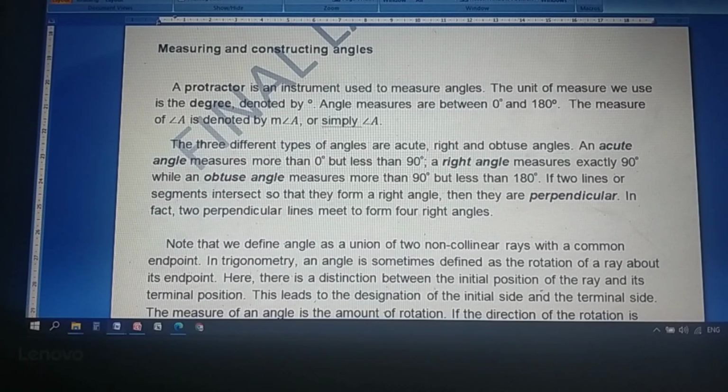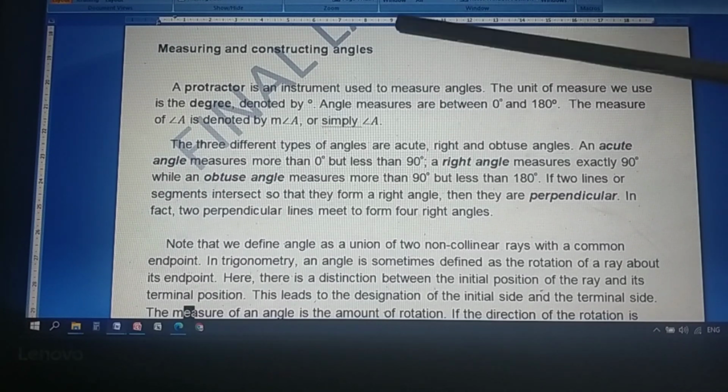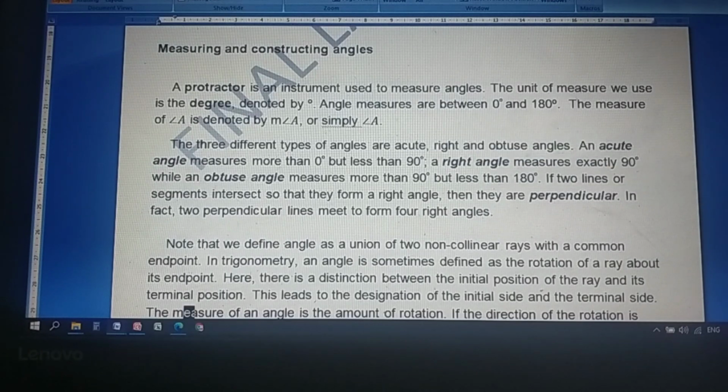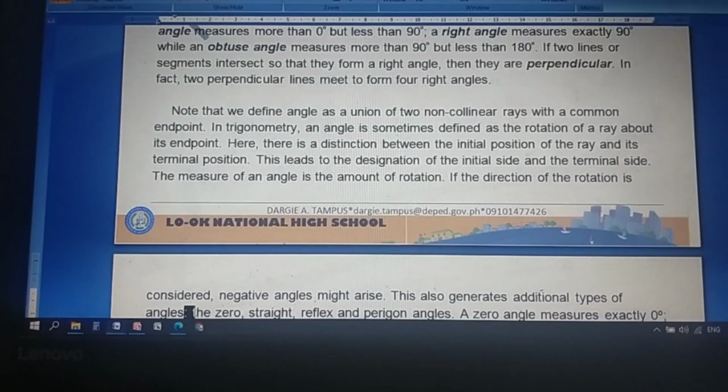The three different types of angles are acute, right, and obtuse. An acute angle measures more than 0 degrees but less than 90 degrees. A right angle measures exactly 90 degrees, while an obtuse angle measures more than 90 degrees but less than 180 degrees. If two lines or segments intersect so they form a right angle, then they are perpendicular. In fact, two perpendicular lines meet to form four right angles.